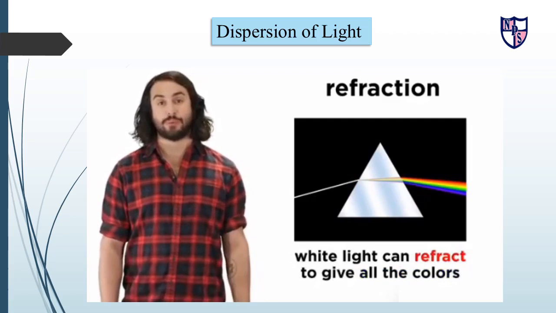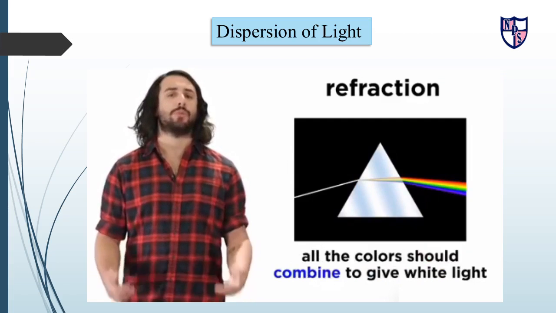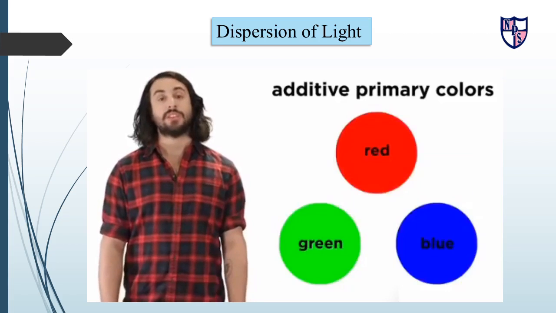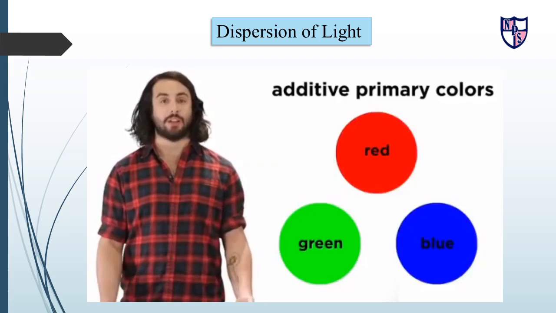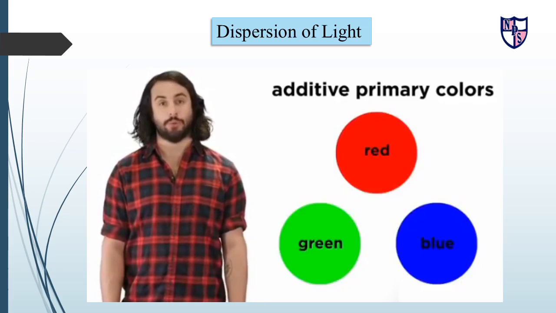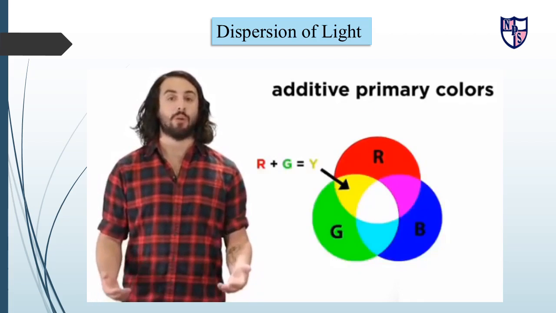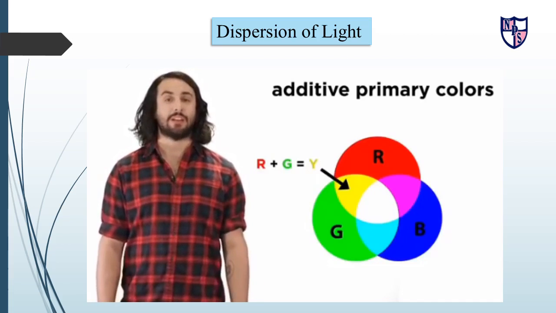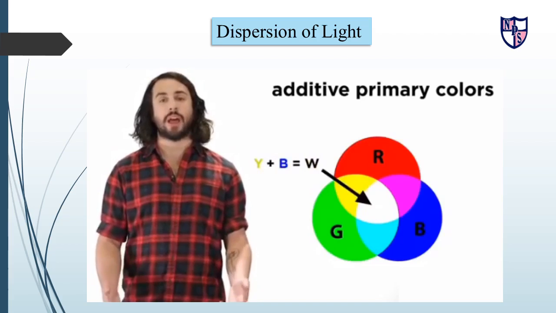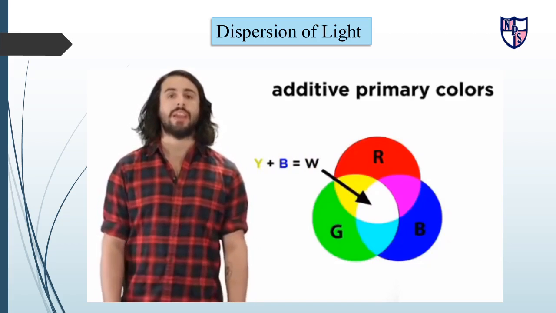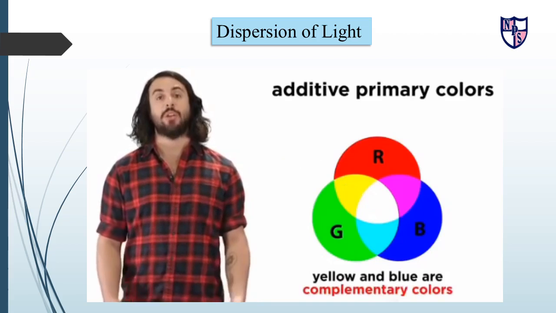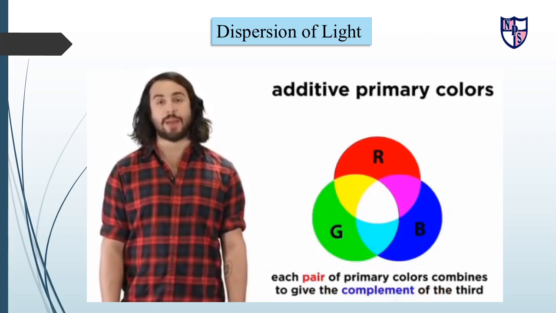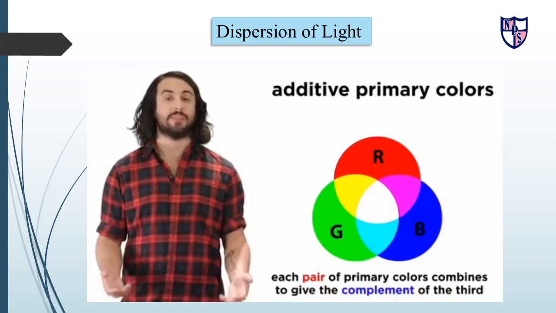Since white light can be refracted to separate all the colors, it should follow that all the colors can be combined to get white light. This is true of the additive primary colors, which are red, green, and blue. If we pass light through a red filter and combine it with light through a green filter, we get yellow light. If we combine this with light passed through a blue filter, we get white light, which makes yellow the complementary color of blue. In this way, each pair of primary additive colors combines to give the complement of the third.